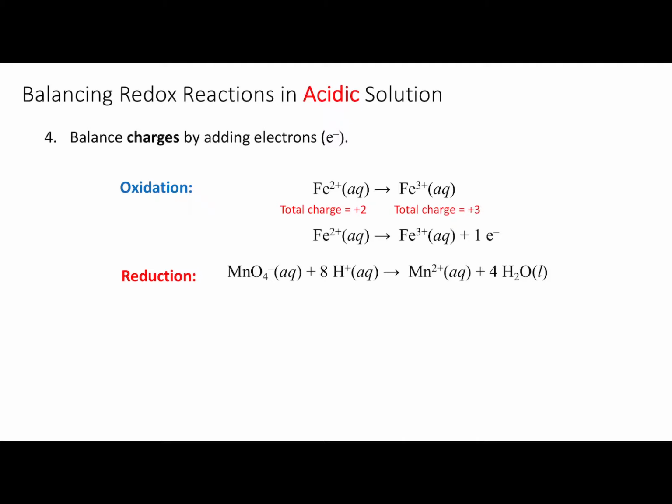We're going to repeat for the reduction half reaction. This time, on the left-hand side, we have a total charge of plus 7, minus 1 from the permanganate ion, plus 8 from the 8 hydrogen ions, gives us plus 7 on the left. And on the right, total charge of plus 2, that is from the manganese 2 plus ion. To make these charges balance, we're going to have to add 5 electrons to the left side, because 7 plus plus 5 minus gives us 2 plus. And now the charge on the left and the charge on the right in the reduction half reaction balance. Both are 2 plus.